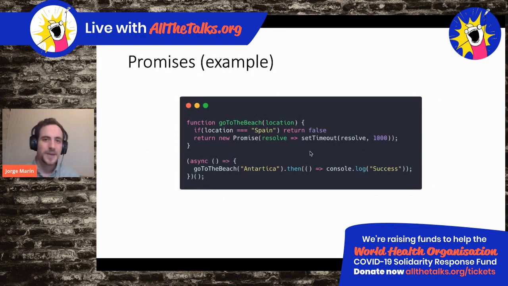So in the beginning, there were callbacks. Using callbacks is how you would program async functionalities using JavaScript or Node.js. But that's way too old. I think it was ES6 that introduced what they call promises, which are a way of better handling callbacks.